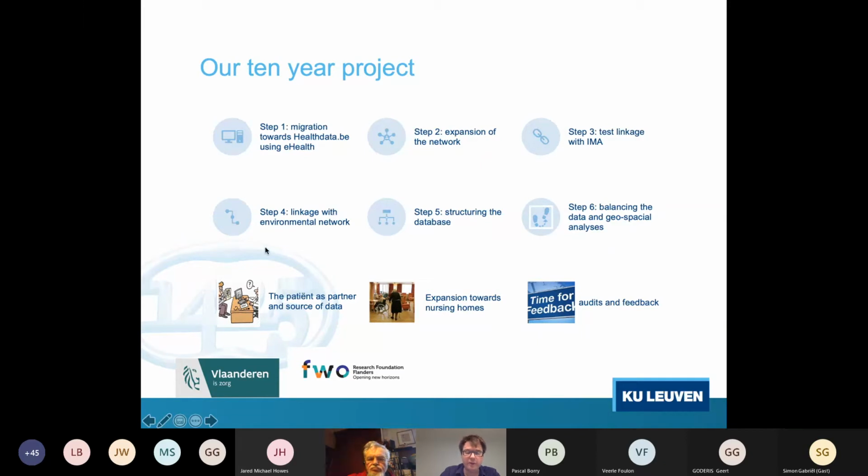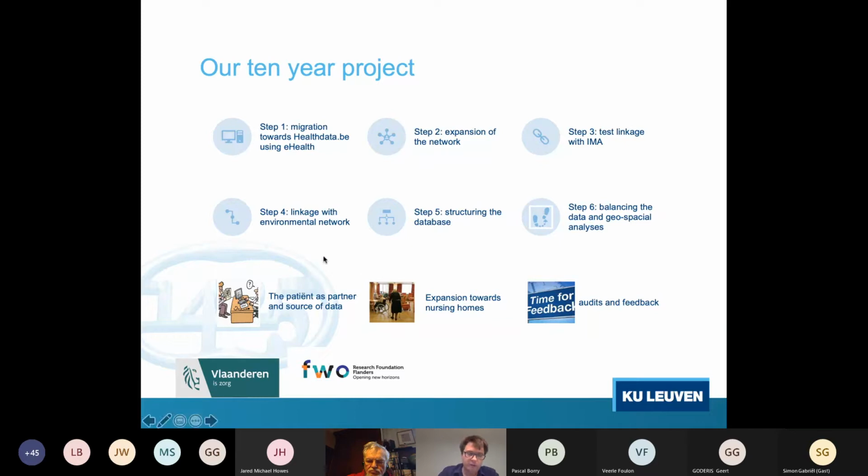We have struggled very hard, but we made it possible to link with environmental data. I'll come into detail on that later on. We are now restructuring our database and looking into how to balance that data, and especially the geospatial analysis, very, very complex. How are we going to do that? Because we want to have a full coverage of all the 60 eerste lijnzones of Flanders, or as much as possible of those 60 eerste lijnzones.